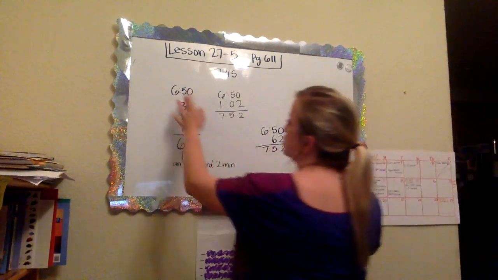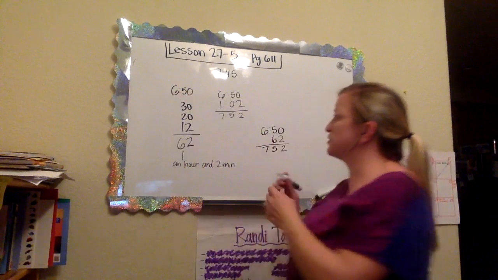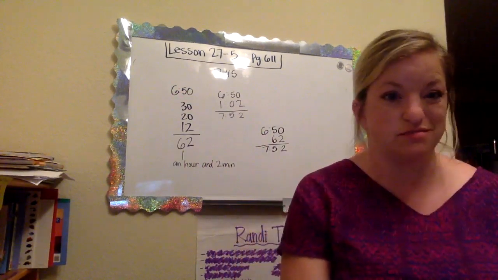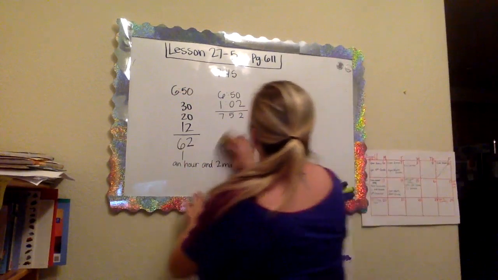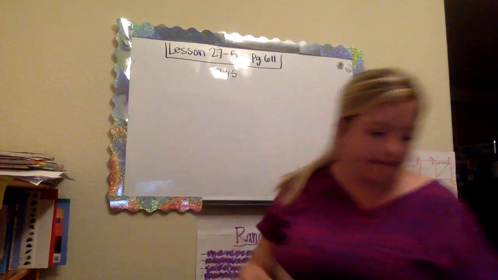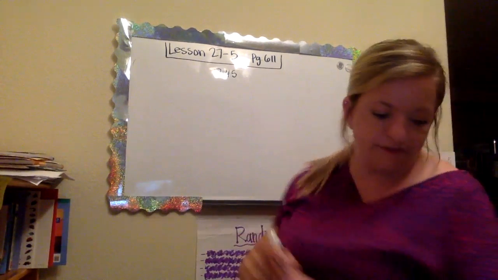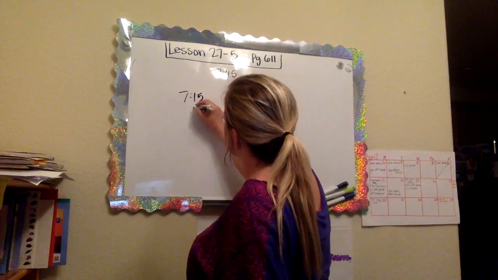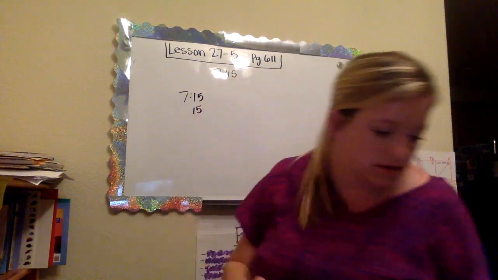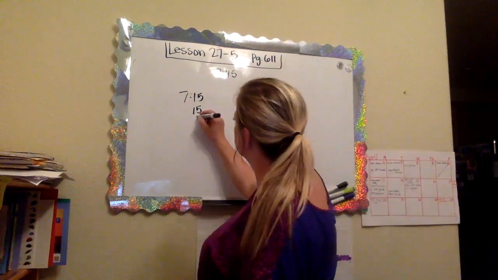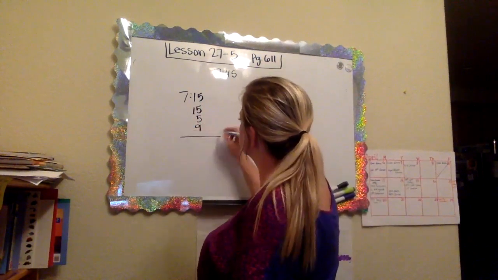You could also just go forward in increments too, like we did on the number line or the clock, but she'll be late, so she will know. Now we're on our last friend, which is Steph, and Steph gets up at 7:15. It takes her 15 minutes to get ready, 5 to pack her lunch, and 9 for breakfast.